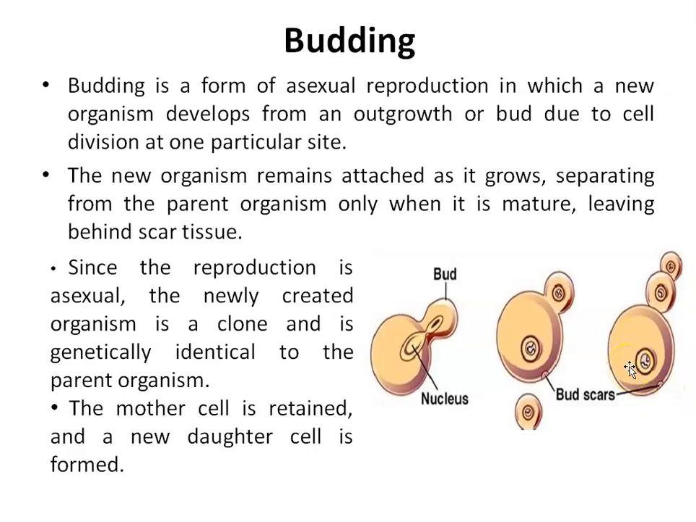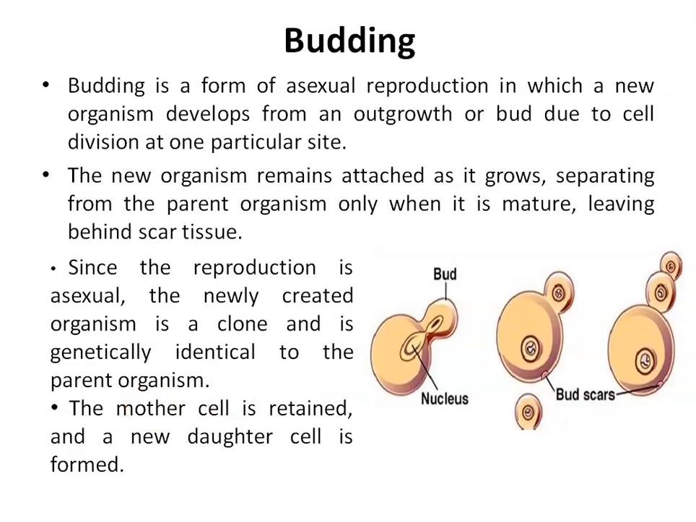Since reproduction is asexual, the newly created organism is a clone, meaning it is genetically identical to the parent organism. The mother cell is retained here in this case, and a new daughter cell is formed. This is the mother cell, here the mother cell, and the new daughter cell is formed.